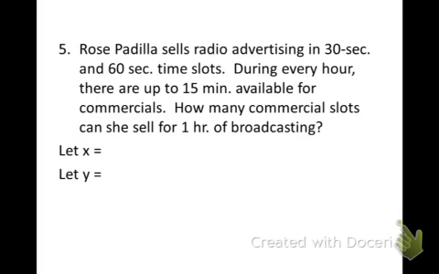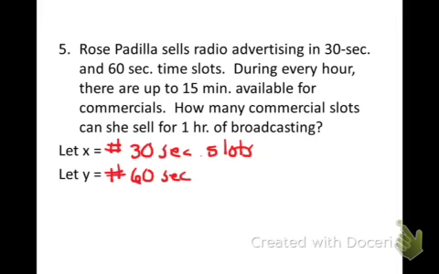Okay, now we're going to do a word problem here. Rose sells radio advertising in 30-second or 60-second time slots. During every hour, there are up to 15 minutes available for commercial slots. How many commercial slots can she sell for 1 hour of broadcasting? So we need to define our variable, and we're going to have two variables this time. So let x equal the number of 30-second slots. And then I used y for the number of 60-second commercials she could get in there. I guess that should maybe be commercials instead of slots.